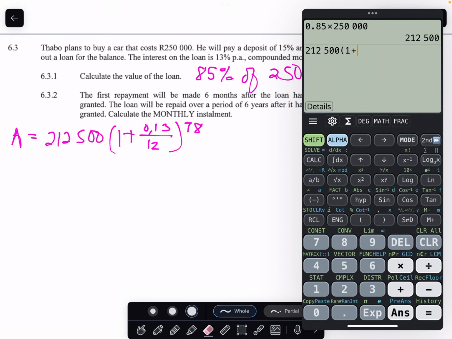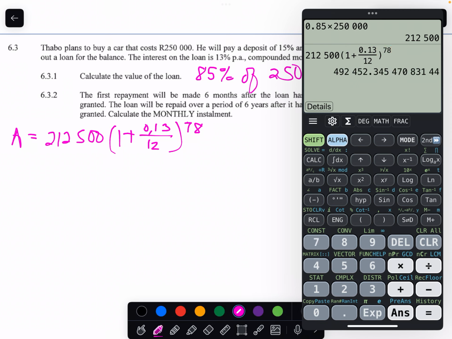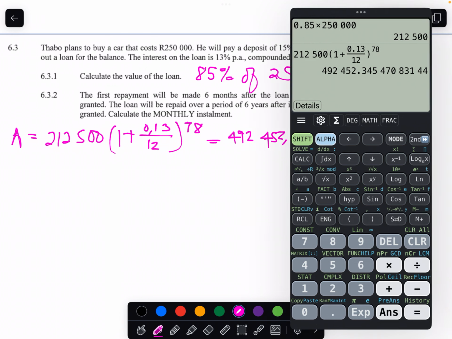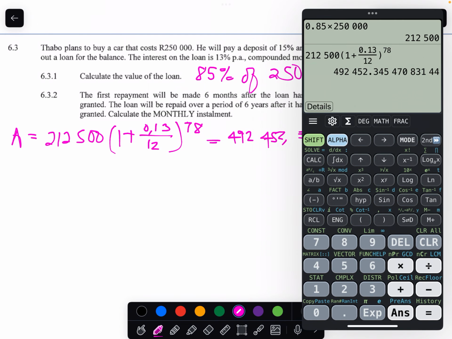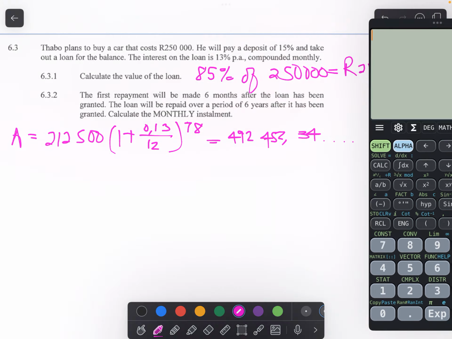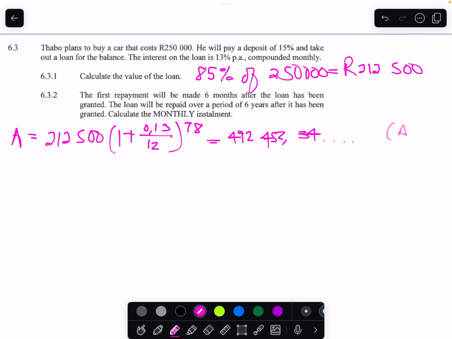Okay, so let's get that number into the calculator. 212,500 times 1 plus 0.13 over 12, to the power 78. Okay, so that is about 492,452. I'm going to store that in case I'm definitely going to need it later, and remind myself that I have stored it. Right, so that's the value. That's how much Tavo needs to repay.